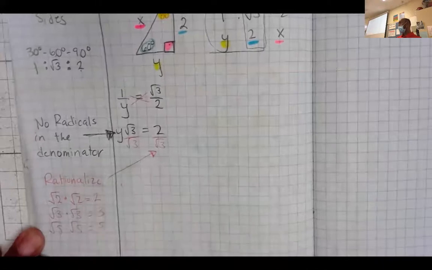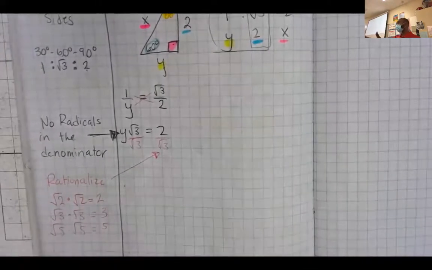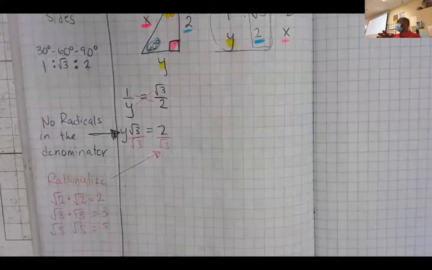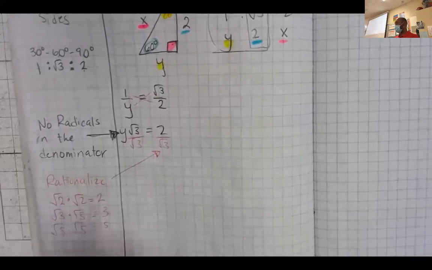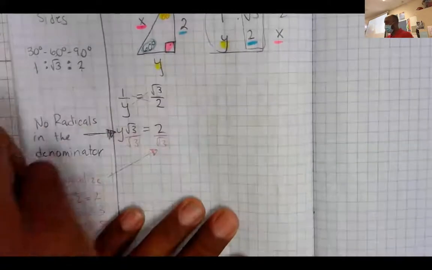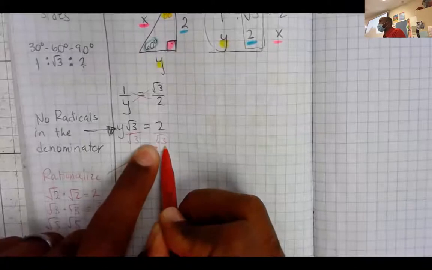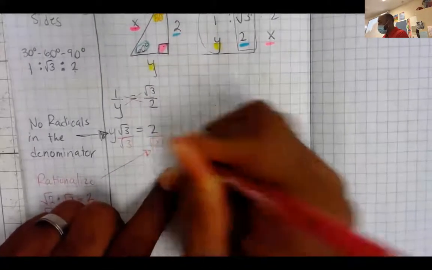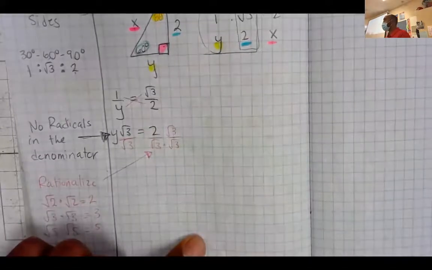Kind of getting the idea here? If I multiply the same square root twice, or same radical, as long as it's the same thing twice, it's just equal to the number inside. Actually, it's different with cube roots and fourth roots, but we're not dealing with those right now. So what I need to do is get rid of that square root, right? So what I can do is now multiply the top and the bottom by square root of 3.